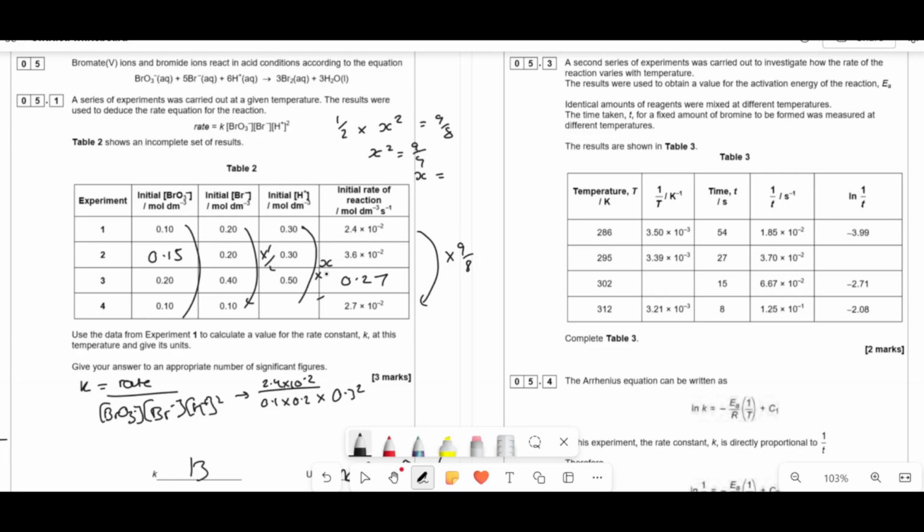So this thing's been times by 1.5 or 3 over 2. So that means if we do 0.3 times 3 over 2, we end up getting 0.45, like that. That's a quick shortcut way of doing it.